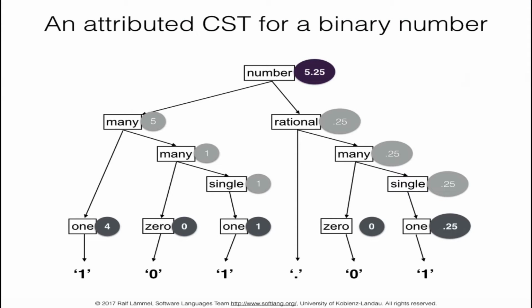So here's a simple attributed tree where we imagine to compute the decimal value of some binary number. So this is 101.01, and it should get the decimal value 5.25. And what we see here is that all the various nodes in the tree have value attributes. That is the value contributed by the corresponding subtree to the final result.